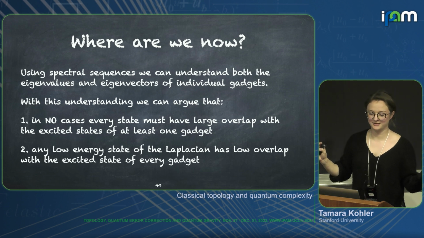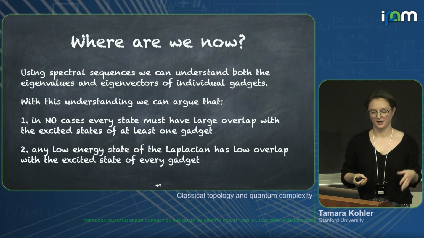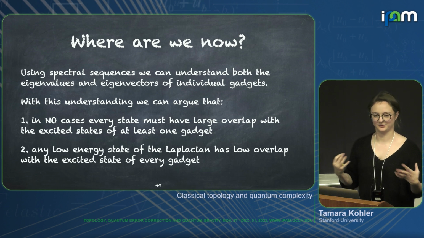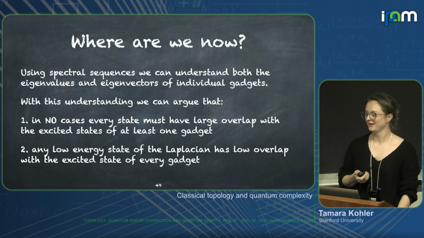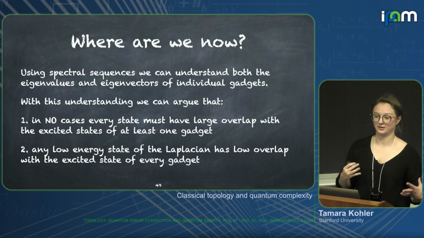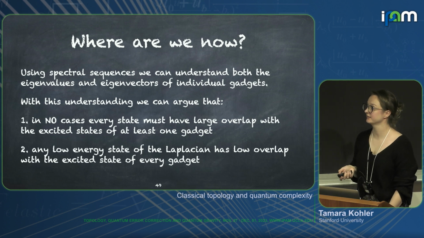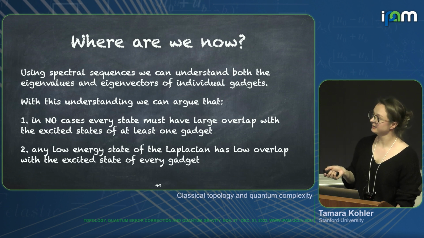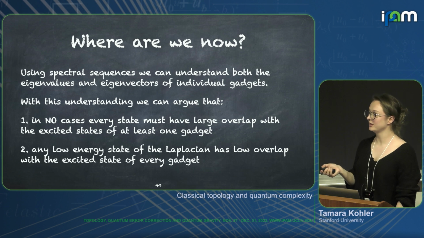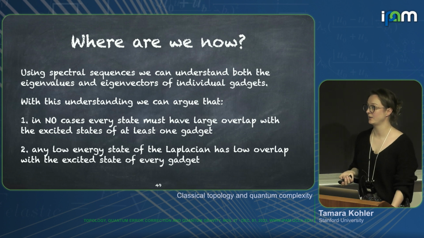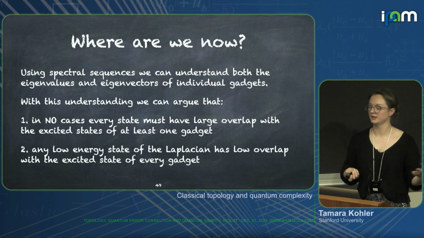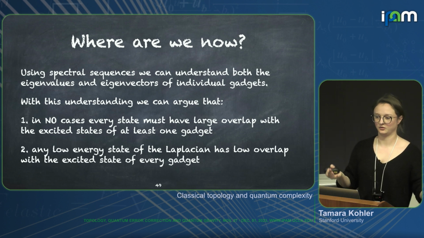I'm not going to go through a full gadget proof, but Robbie in the paper worked out very complicated calculations for the actual gadgets we use, and he's able to demonstrate a lemma which characterizes the spectrum of the individual gadgets. With the understanding from that, we can argue that every state must have overlap with the excited states of at least one gadget. That's kind of an obvious thing you can get.